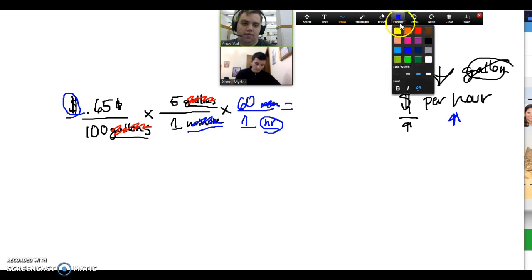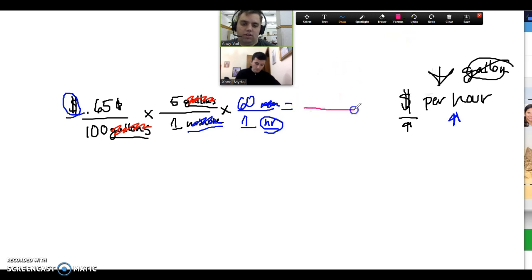So now we go straight across. 0.65 times 5 times 60. For simplicity, I'm going to use a calculator. 0.65 times 5 times 60, 195. See how I don't label this yet? I'm not going to say what this is yet, because I've mixed all these numbers. I'm just going to put the numbers together, and then at the end say what it is. And then do the bottom part.